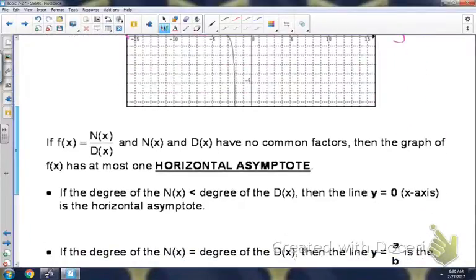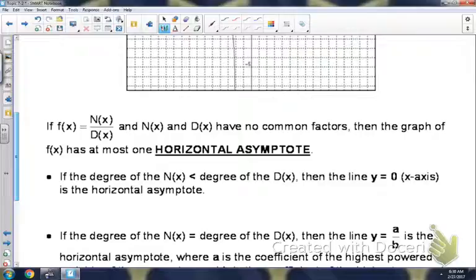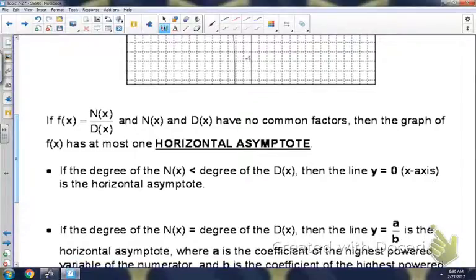Okay, so it says if f of x equals n of x over d of x, which just means numerator over denominator, and they do not have any common factors, f of x has at most one horizontal asymptote. So it's never going to have more than one. It's either going to have one or none.